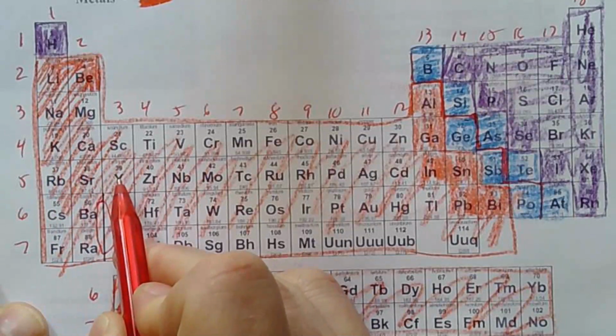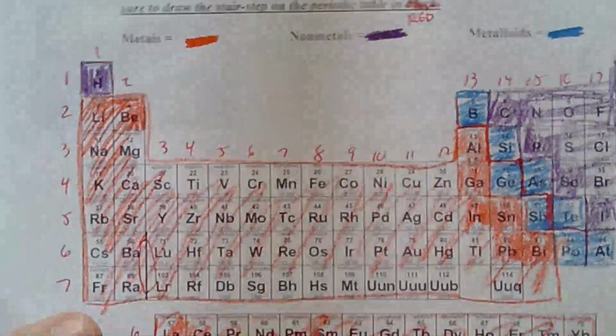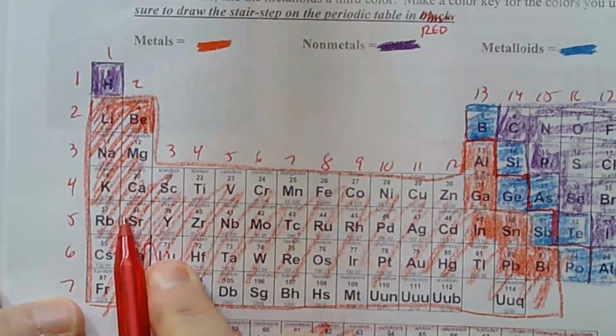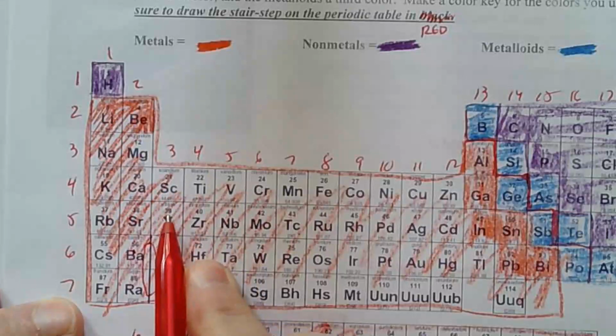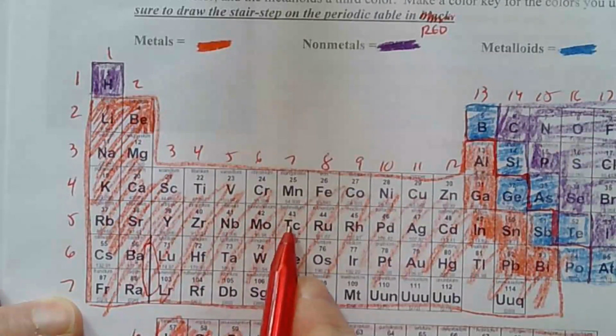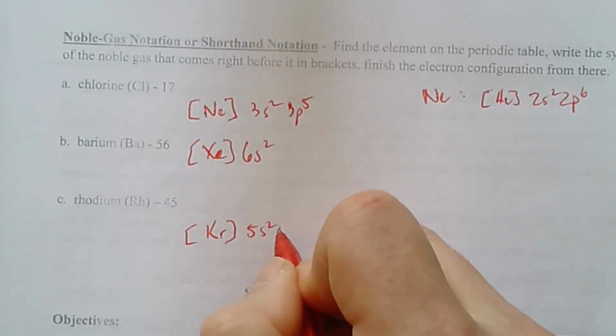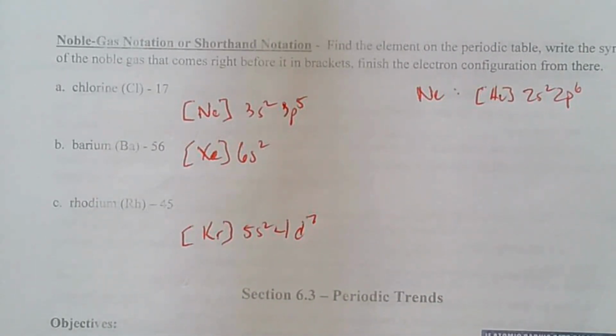5s2, and then the D sublevel. Remember, this is not 5D. This starts 3D. This is 4D. So this is 4D. 1, 2, 3, 4, 5, 6, 7. And there would be rhodium. Again, that's pretty good. Much more convenient.